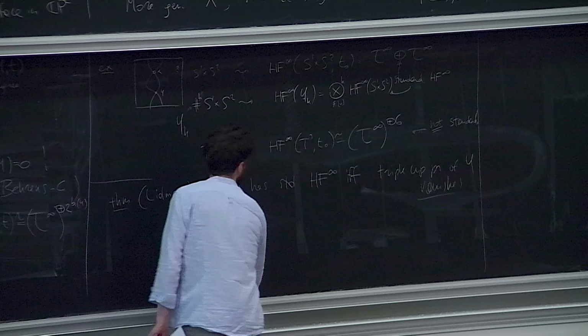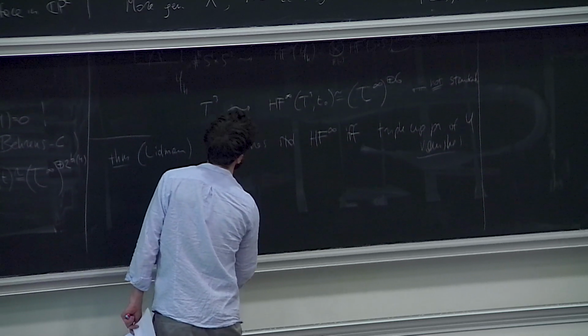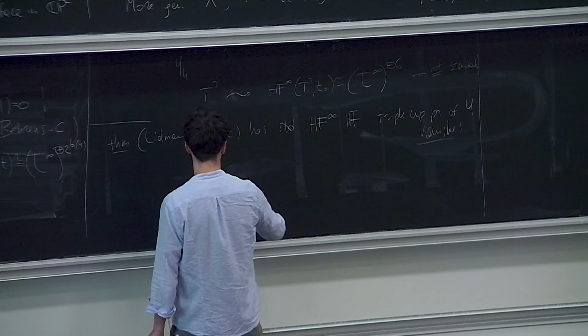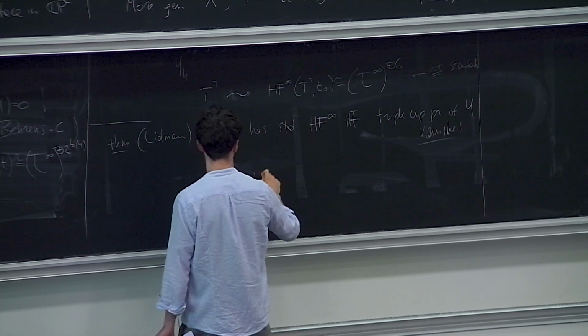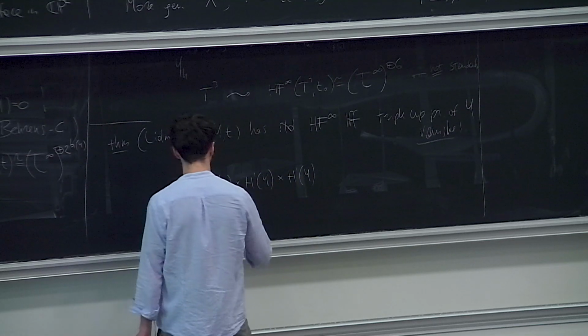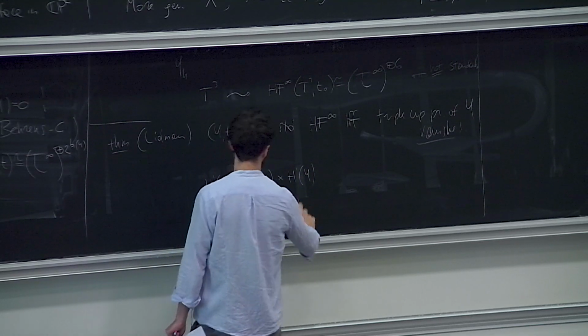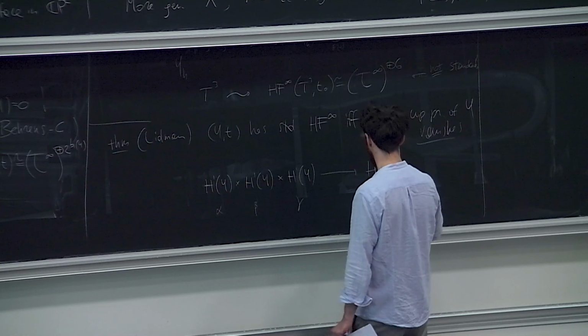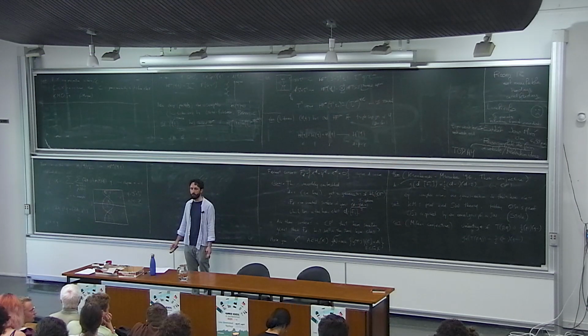What do I mean by that? I mean that I can take 3 classes in the first homology of Y, alpha, beta, and gamma, and I can send them to H^3 of Y by taking the cup product in H^1 modulo torsion.